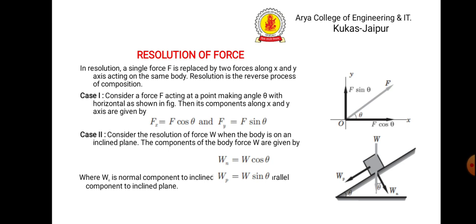If the plane makes an angle theta, then the component of the force W, that is Wn, will make an angle theta with the vertical. So Wn, the component, makes an angle theta with the axis perpendicular to the plane. So Wn will be W cos theta and Wp will be W sin theta.